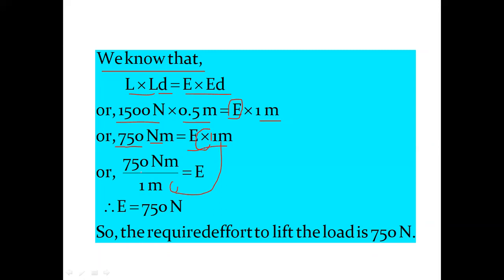So when we divide 750 by 1, it becomes 750. Then the meter cancels out, upper meter. Then it will be 750 Newton. So the required effort to lift the load is 750 Newton. Now next numerical.